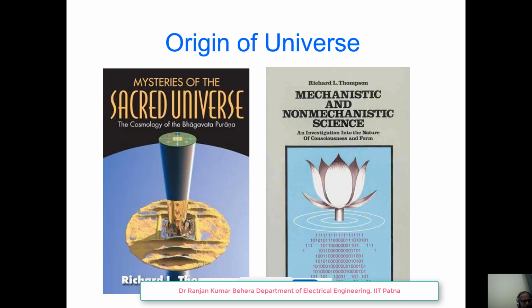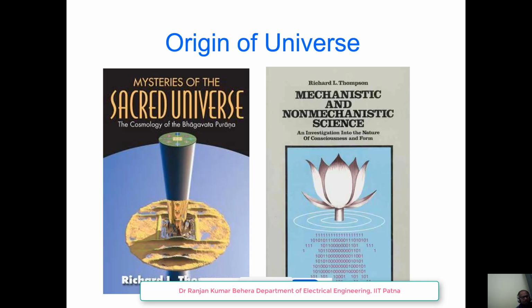So the origin of our universe is very nicely given by Richard L. Thompson. He has written Mystery of the Sacred Universe. He has taken the cosmology of the Bhagavata Purana and also mechanistic and non-mechanistic science. He has written nearly 20 such books, and many universities follow them, especially Florida University. All the universities study these very beautiful books.